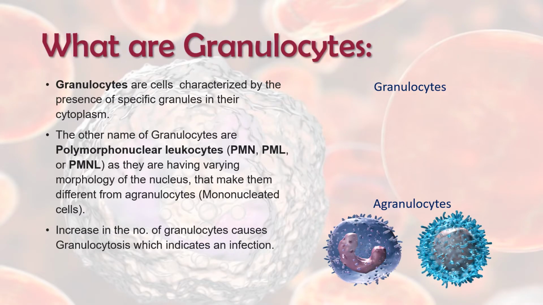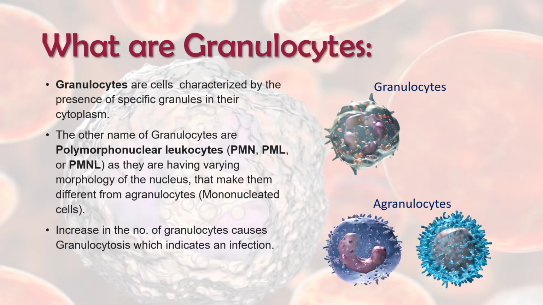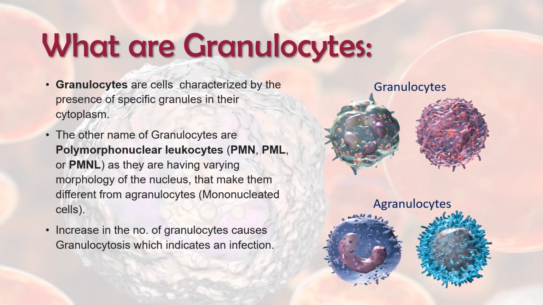Now, what are granulocytes? Granulocytes mean cells that contain granules, as its name indicates: granulo means granules and cytes means cells. So these are the cells that contain granules in their cytoplasm. Granulocytes are characterized by the presence of specific granules in their cytoplasm. There are basically three types of granulocytes that work together to get rid of the body's infections or pathogens, and each type has specific granules having their own combinations of chemicals and enzymes.